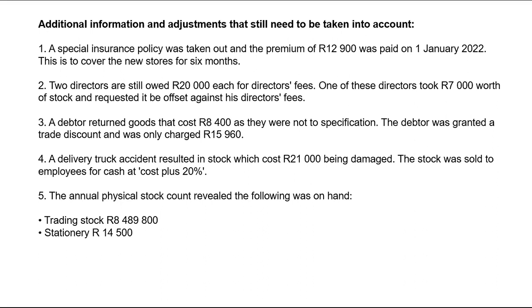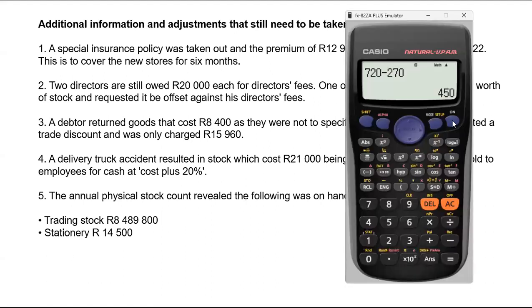All right. Now, wait. To increase my sales by what amount? I don't know. I haven't read the entire thing. The stock was sold to employees for cash at cost plus 20%. So I need the selling price. How do I calculate the selling price? I am given the cost price, which is 21,000. I'm going to multiply this by 100 plus markup, which will give me 120, and divide it by 100, and it'll give me my selling price of 25,200.